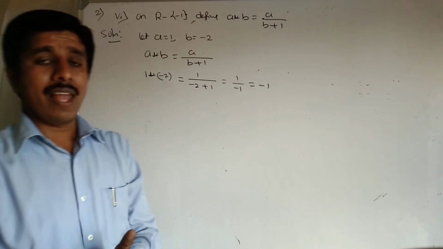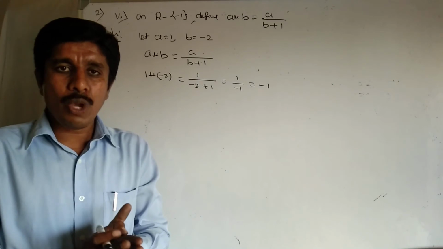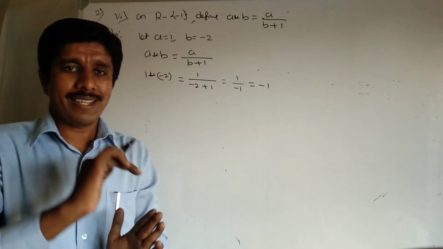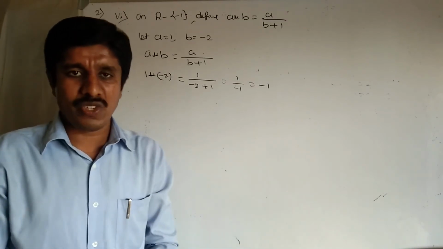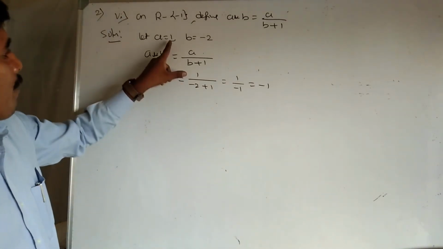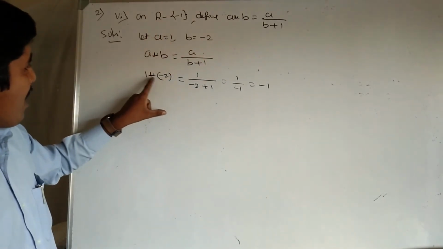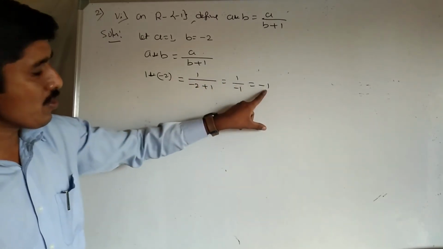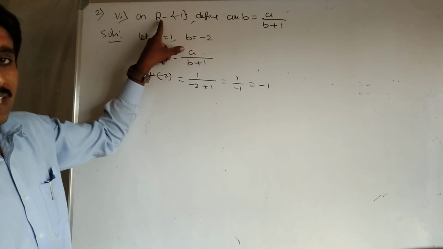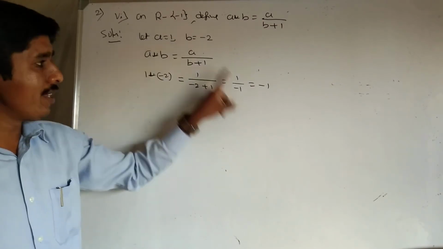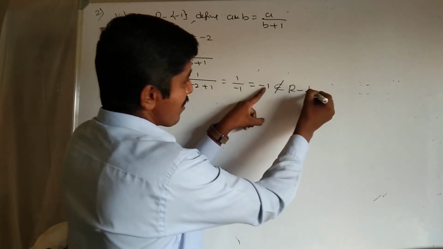Mind it, I already told you many times: you take any two elements in the set, and if A star B gives a unique element in the same set, then we say that star is a binary operation. Got it? Here I am taking 1 and minus 2 elements in the given set. But what about A star B? 1 star minus 2 we get minus 1. Minus 1 does not belong to this set, because the set means all the real numbers except minus 1. Minus 1 doesn't belong to R minus the set {minus 1}.